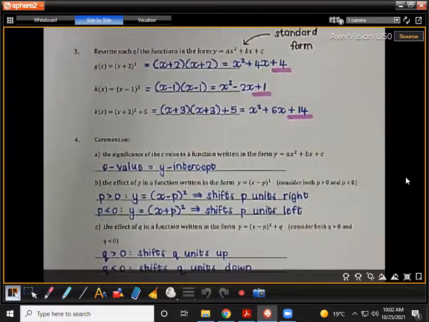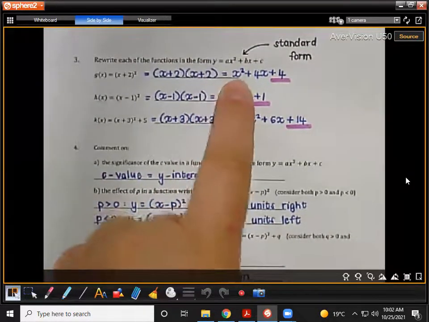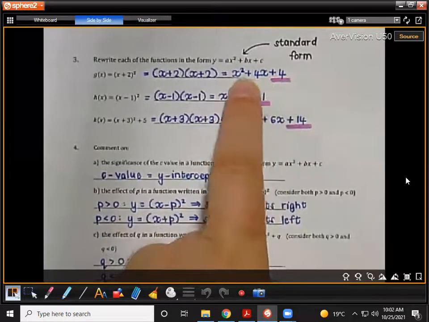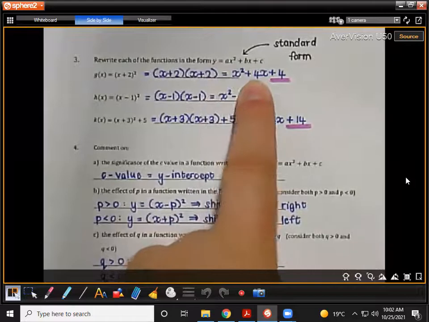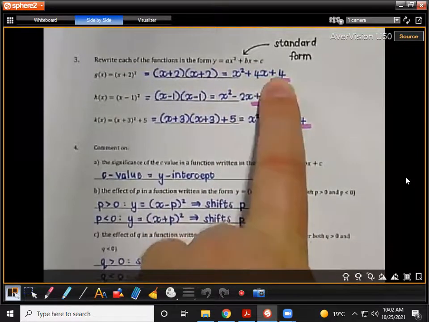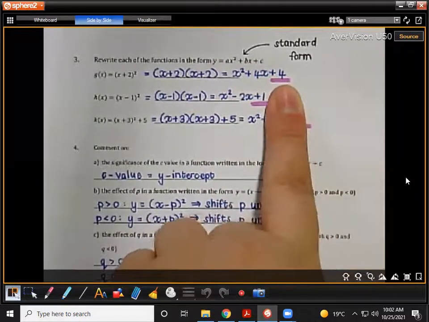Can anyone remember what the actual calculation is that you do to find the y-intercept of any graph? You have to make x equal to 0. Now guys, if you make x 0, what is x squared? What's 0 squared? 0. What's 4 times 0? 0. So what's left? The C value, 4.